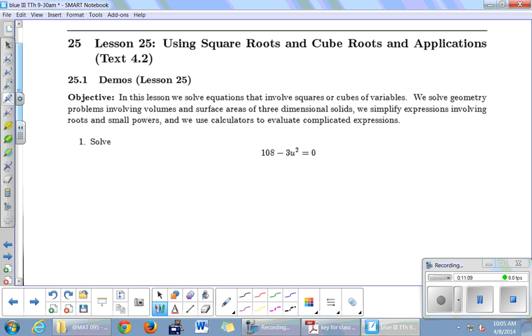I'm going to circle in red. I'm not going to circle just the u, but I'm actually going to circle u squared first. Ultimately, I need u by itself, but let's just see if we can first get u squared by itself. So of the 108 and the 3, both of which need to move, which one is available? The 108. So let's move that 108 by doing what? Subtract 108 from both sides. So we get minus 3u squared equals negative 108.